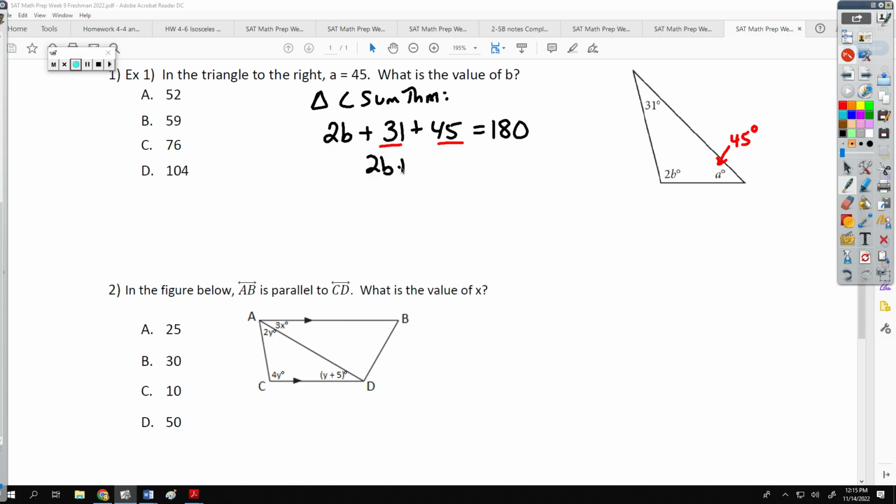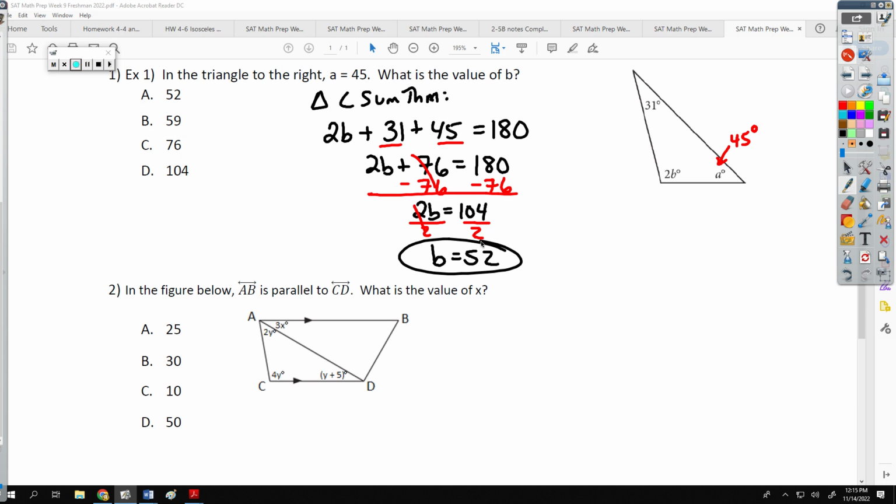So first we combine like terms. 31 plus 45 is 76. We then subtract 76 from each side of the equation to isolate our variable. Gives us 2b equals 104. And then to get rid of the 2, we divide by 2, because that says 2 times b equals 104. That gives us that b is 52. That is A is the correct answer.